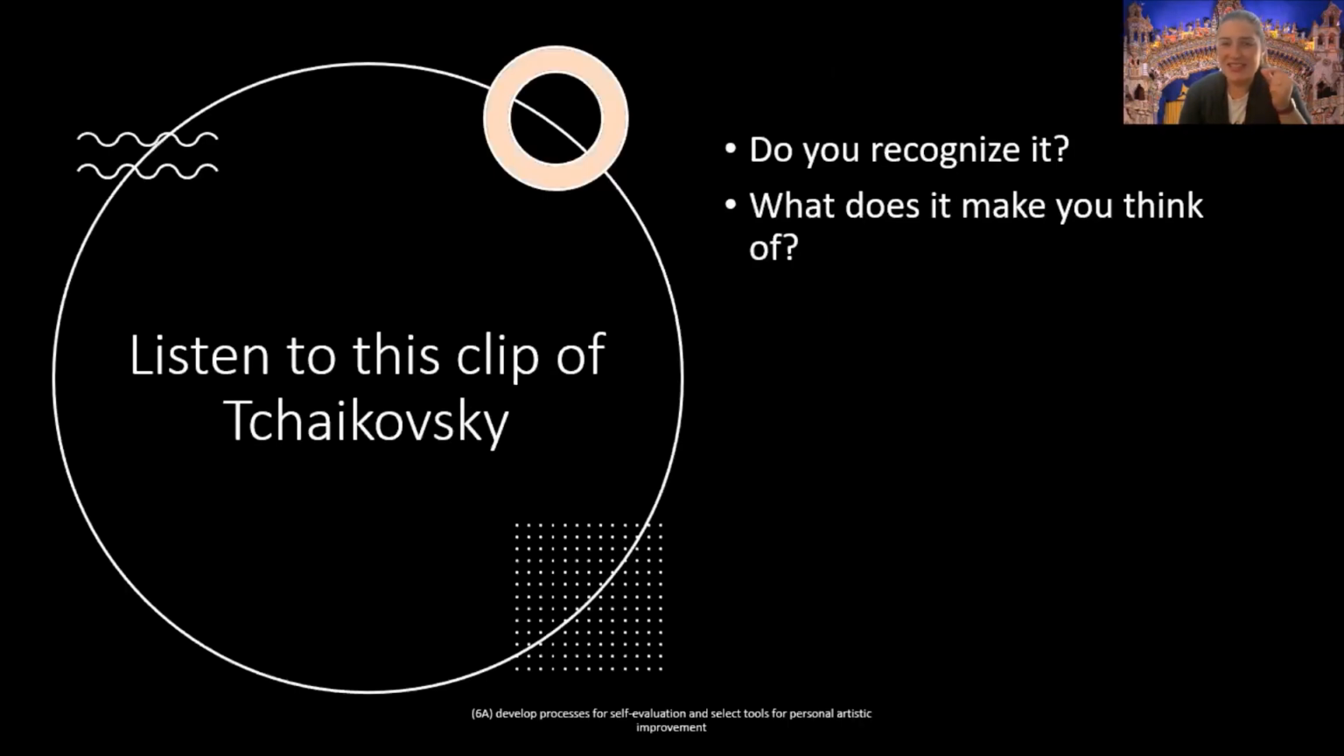So listen to this clip of Tchaikovsky's music, and I want you to tell me, do you recognize it? And what does it make you think of? Remember, everything in this time period is either program, very specific thought, or impressionistic, where it's a feeling. So I want you to listen to it and tell me what comes to your brain. What does it make you think of?